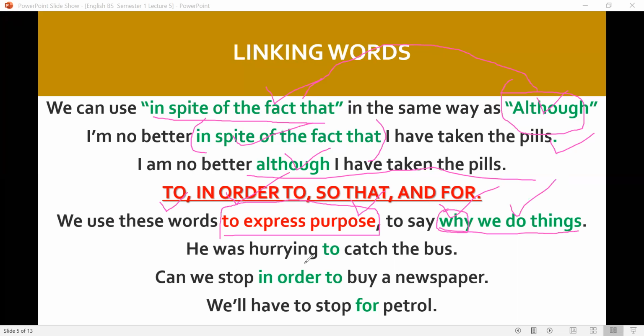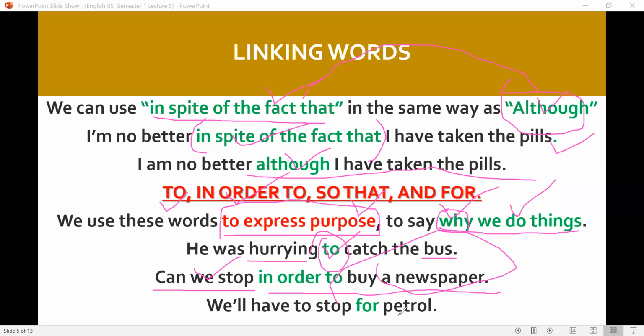He was hurrying to catch the bus. Why was he hurrying? Because he has to catch the bus. So you use to. This is for explaining the purpose. Can we stop in order to buy a newspaper? Why should we stop? We should stop to buy a newspaper.